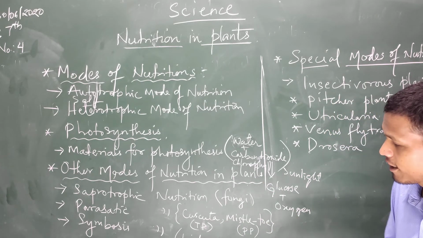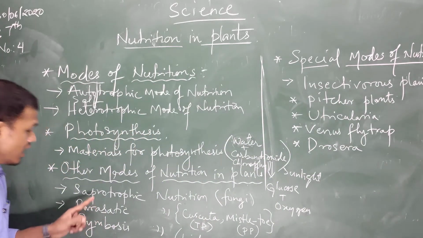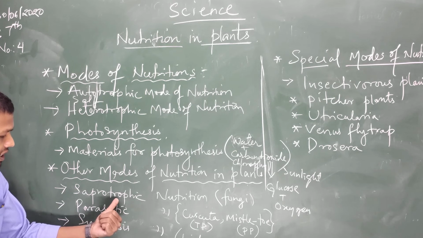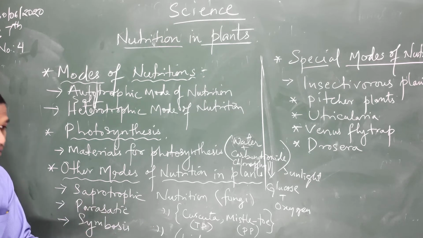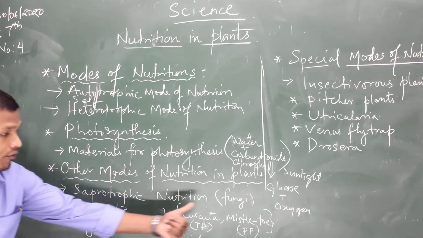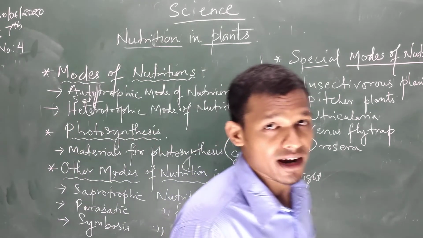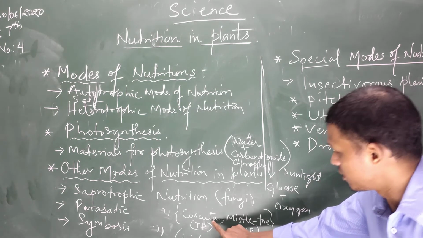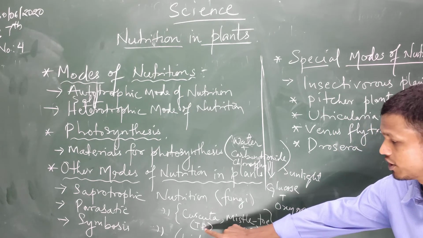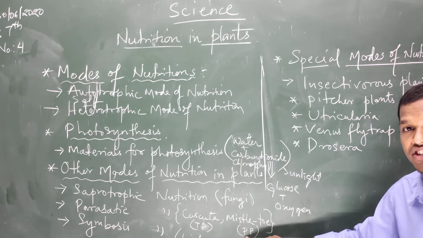Next, parasitic nutrition. What is the difference between saprotrophic, parasitic and symbiotic? Saprotrophic nutrition means it depends on dead and decaying matter, for example fungi. And parasitic means they will depend completely on other plants for nutrition. Cuscuta is an example. This is a total parasite, and mistletoe is a partial parasite.